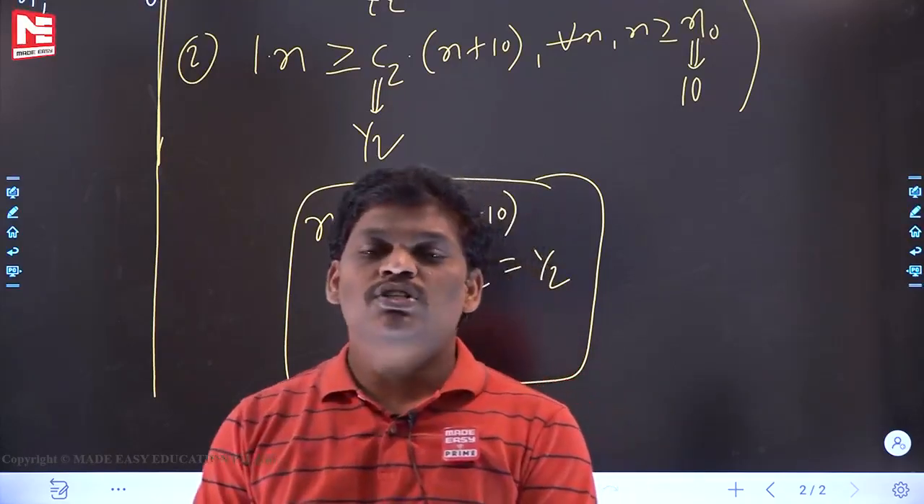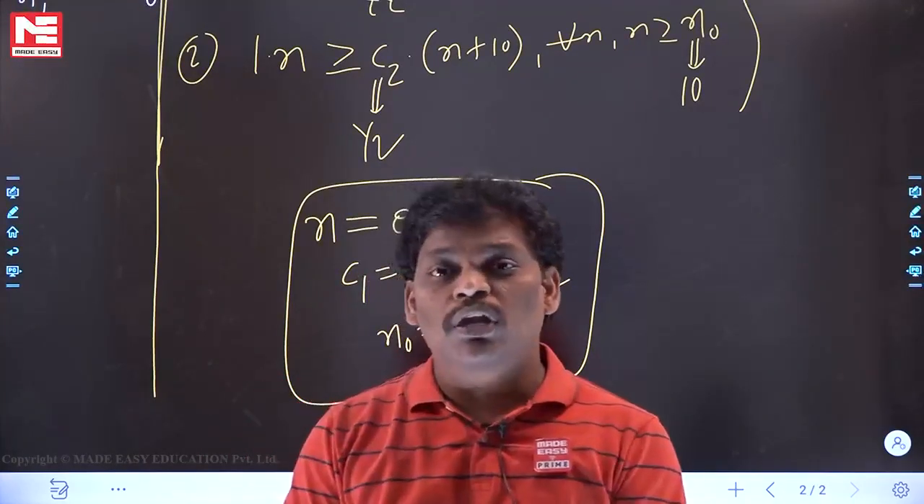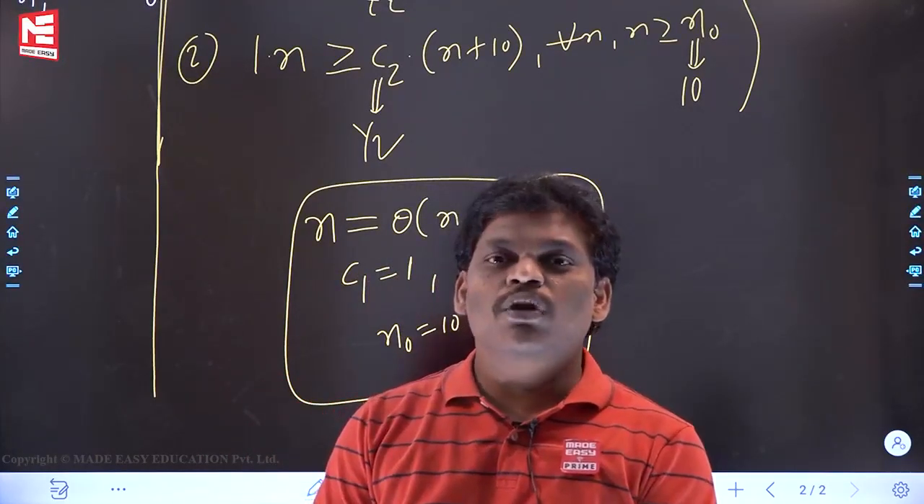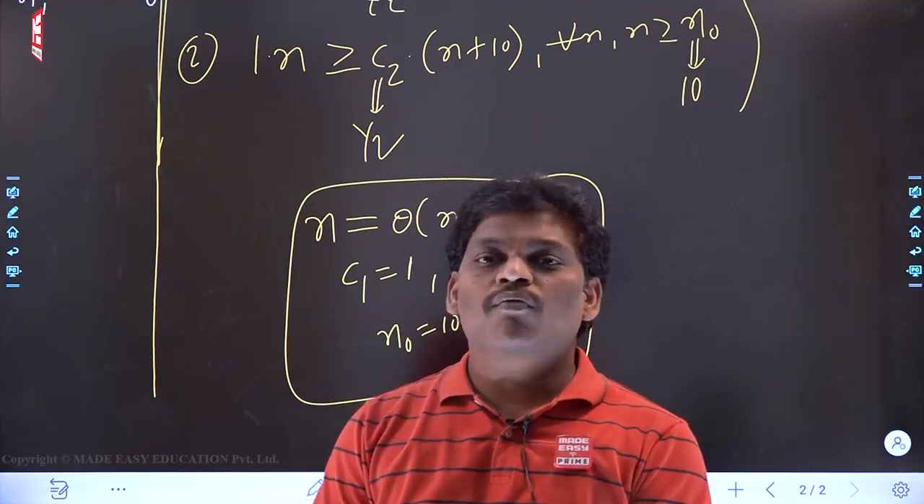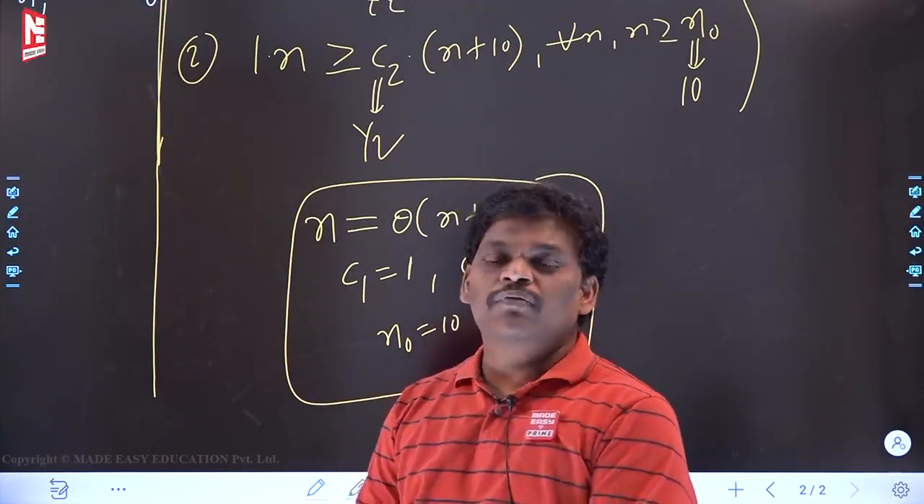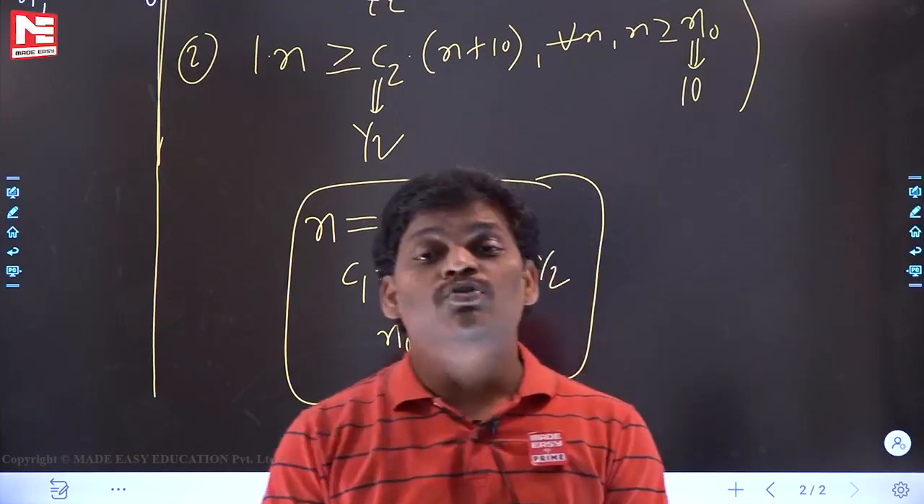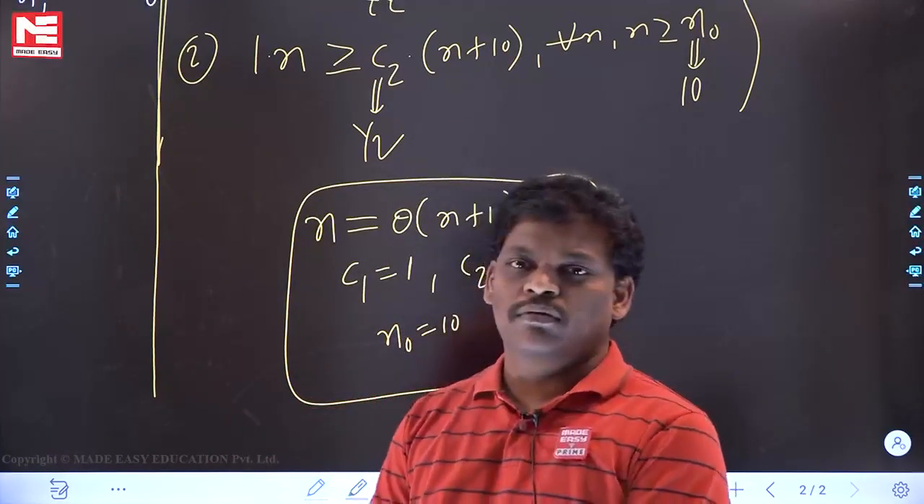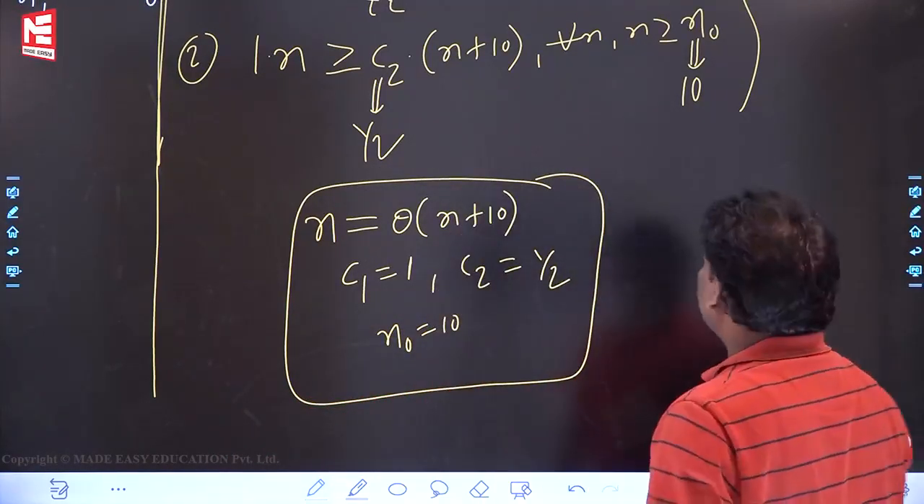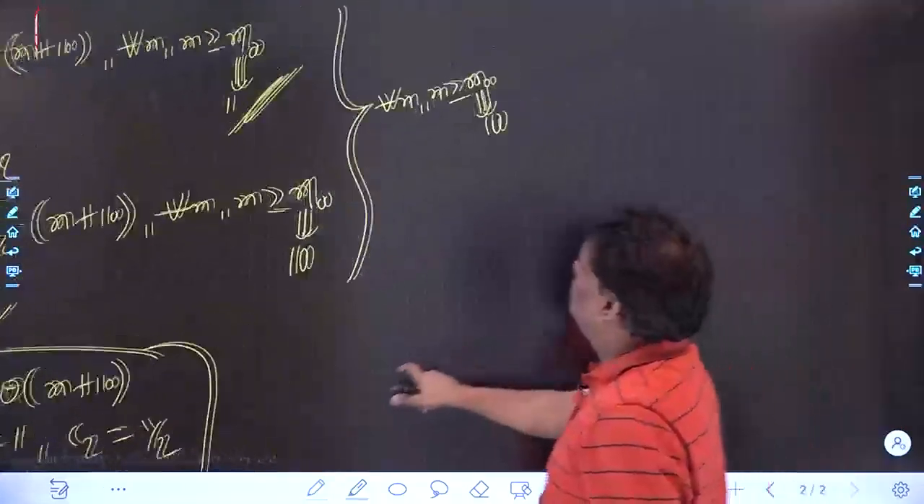Right? 10 onwards. The first one is working from 1. The second one is only working from 10. Both are working from 10 onwards. If you are able to satisfy both big O and omega, then theta is possible. Right? Fine. So let's see one more example.